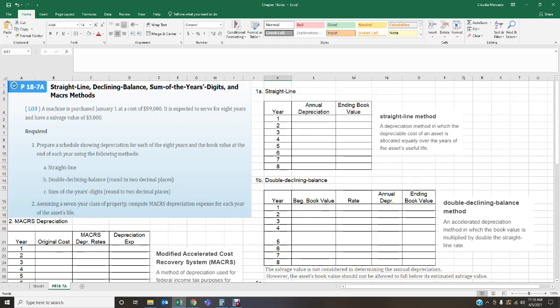So I went ahead and I included the definition. This is coming straight out of your book. It says a straight line method is a depreciation method in which the depreciable cost of an asset is allocated equally over the years of the asset's useful life.